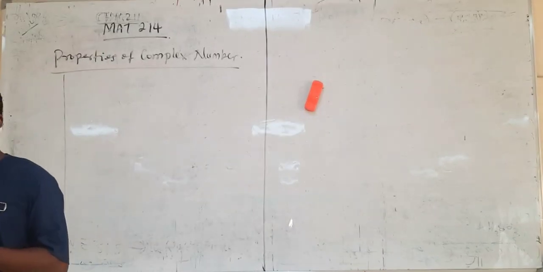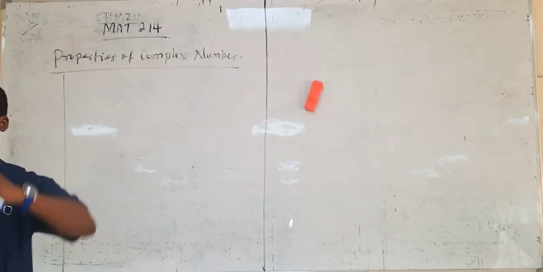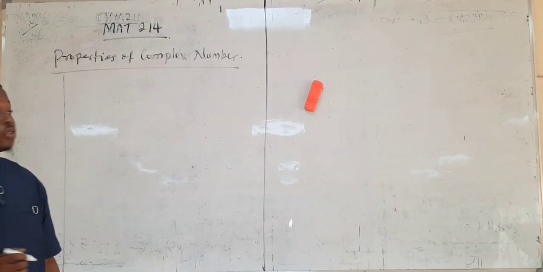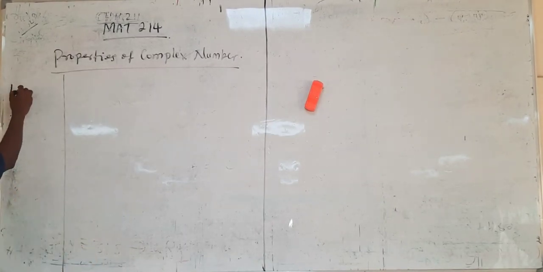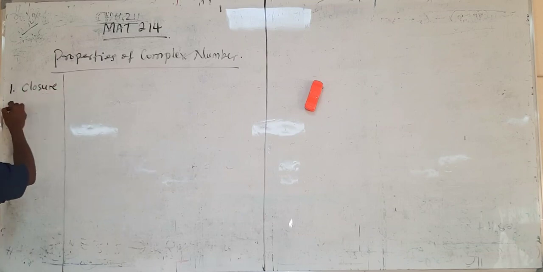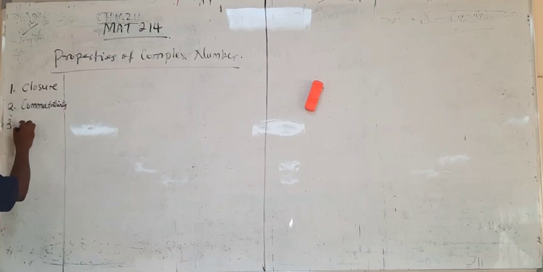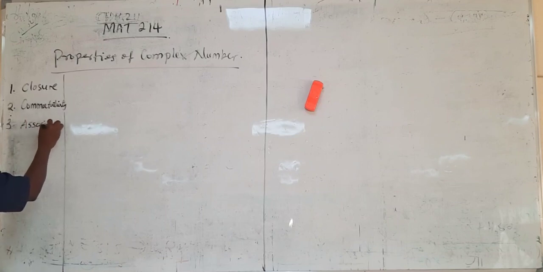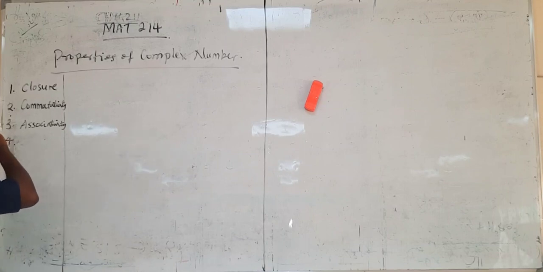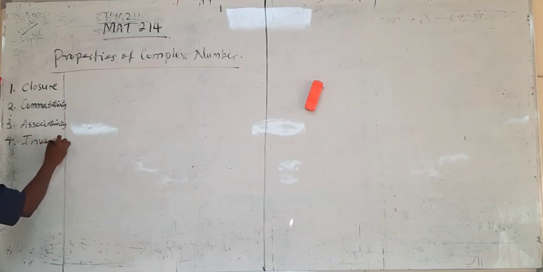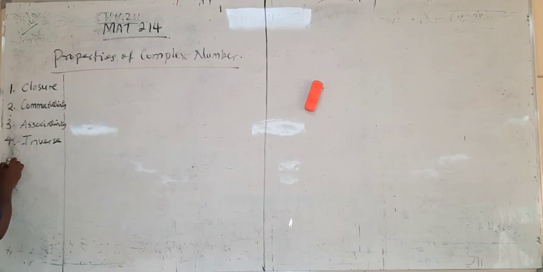Distributivity and the existence of identity and inverse. So first we have the global properties: commutativity, associativity, inverse, then we have identity.